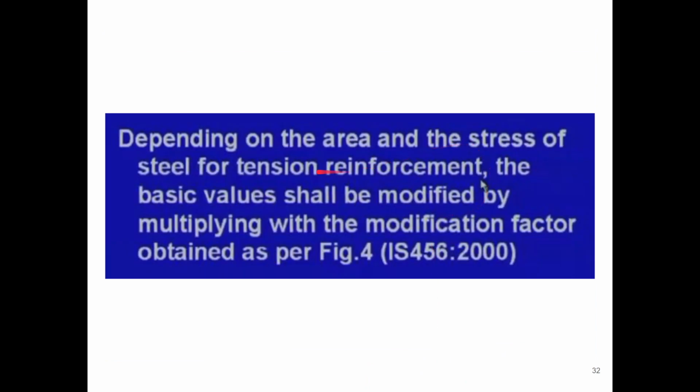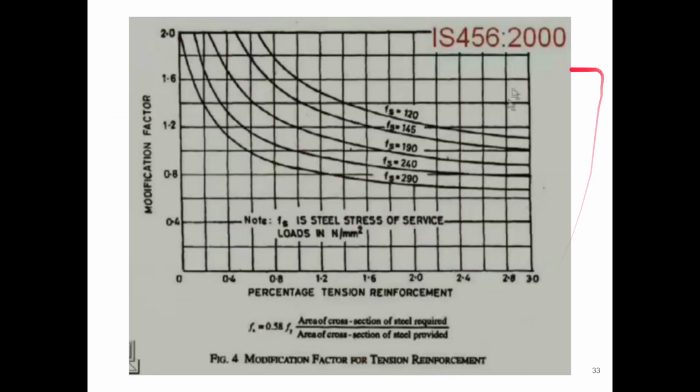And when there is reinforcement, we have to apply the modification factor. For tension reinforcement there will be a separate modification factor, and for compression reinforcement also there will be a separate modification factor. Depending on the area and the stress of steel for tension reinforcement, the basic value shall be modified by multiplying with the modification factor obtained as per figure 4 of IS 456 2000. This is the chart: the percentage tension reinforcement against the modification factor.